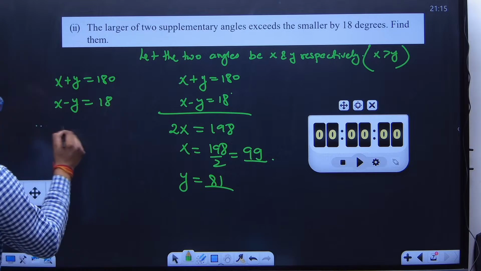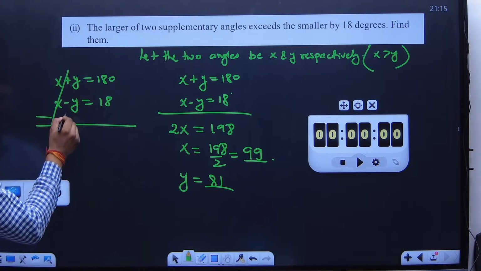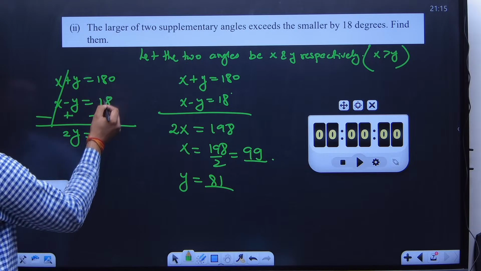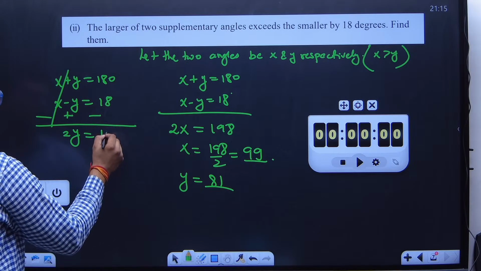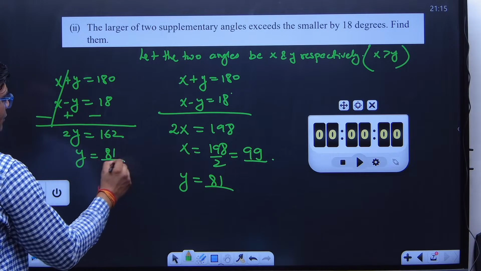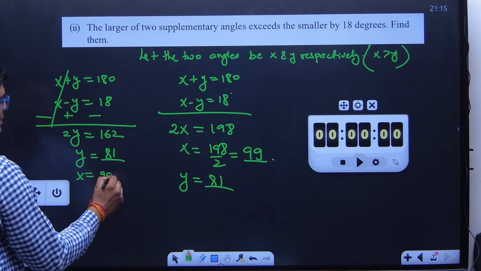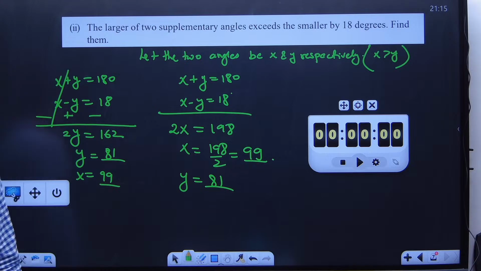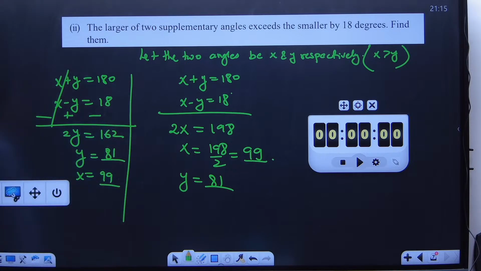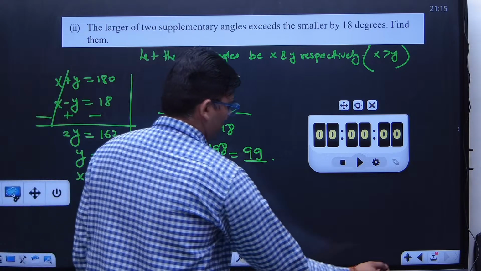So if I subtract the equations, x will be cancelled out, the sign will get changed, so this will become 2y is equal to 180 minus 18, which is 162. So y will come out as 81 and then you can find x as 99 degrees. Understood? Yes. So you can do it both ways. Okay, shall we do the next question? Yes, sir.